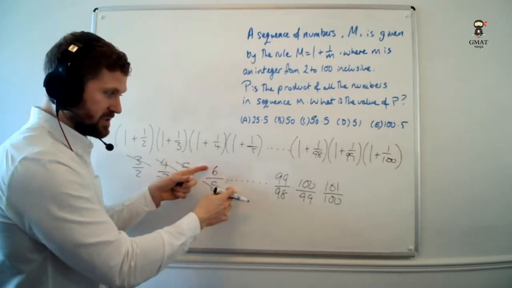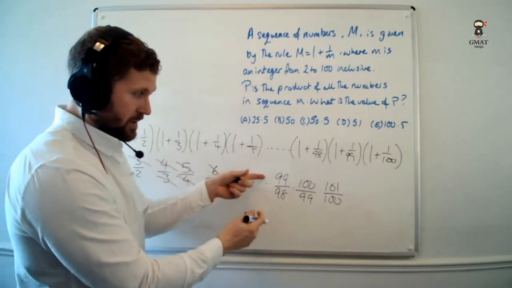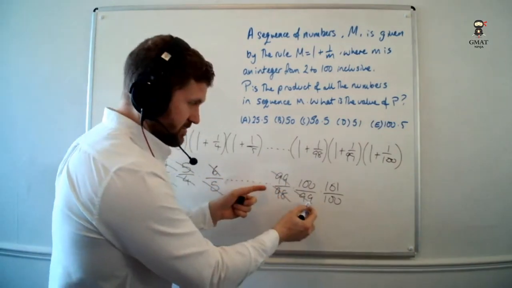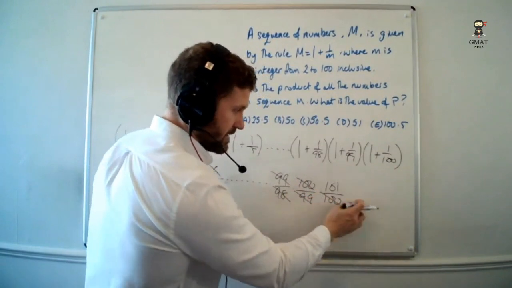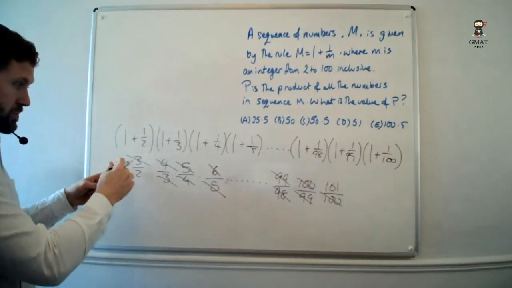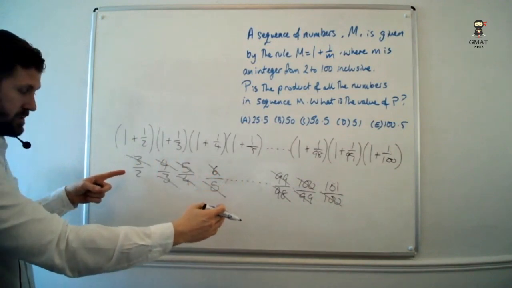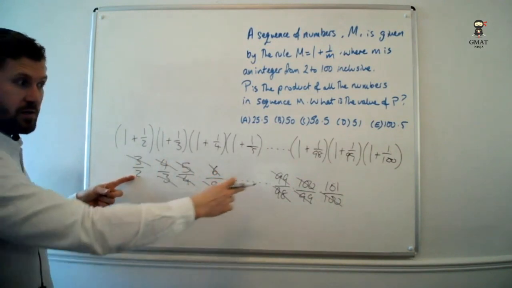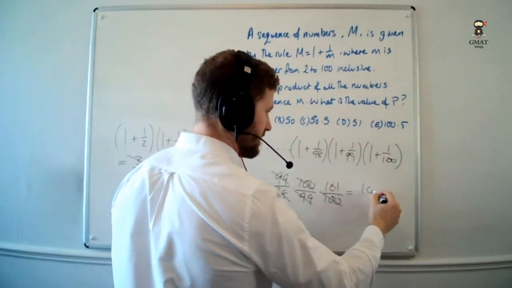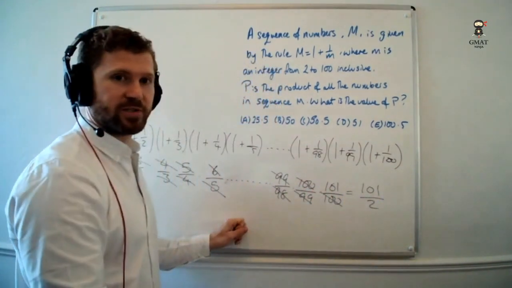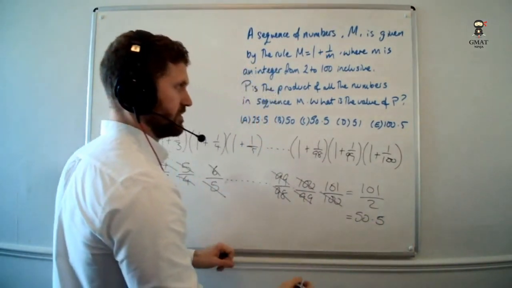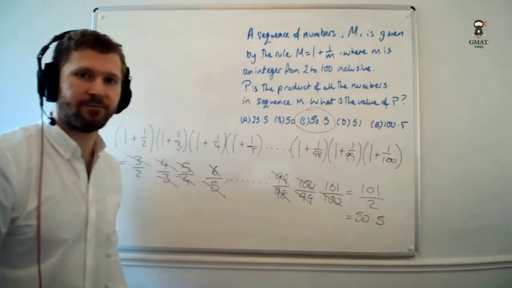There would be a 6 here, so I can cross the 6 out. There would be a 98 on the top somewhere, so the 98s would go, the 99s would go, the 100s would go. I don't have anything at the end to cross the 101 out with. So everything would have been crossed out, except for the 2 on the bottom here and the 101 on the top over there. So this whole thing cancels down to 101 over 2, or 50.5, and so the answer for this one is C.